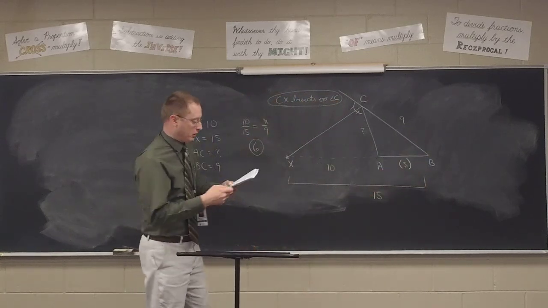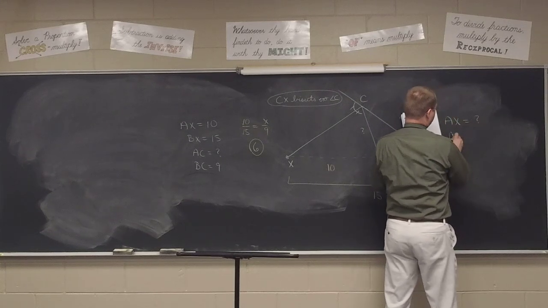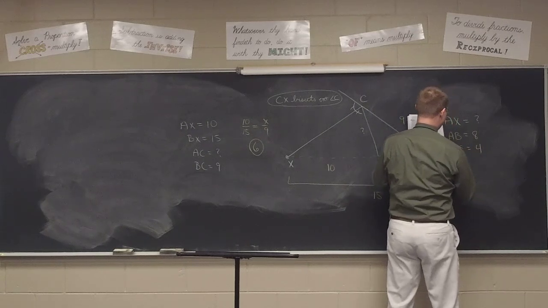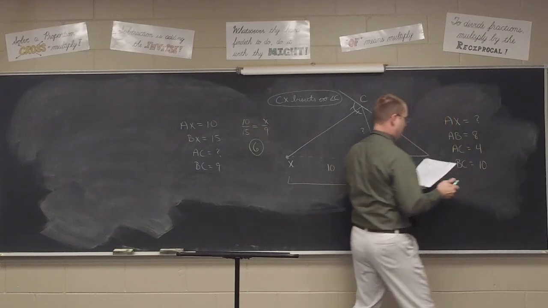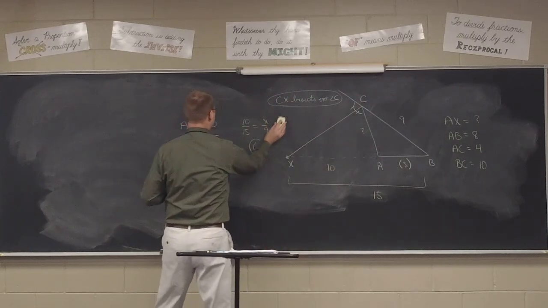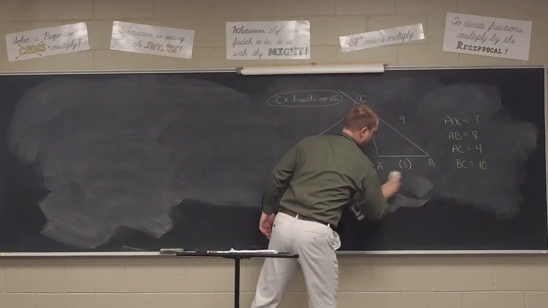All right, let's change it up a little bit here. Same picture, but this time I don't know AX, but I do know that AB is 8. I know that AC is 4. I know that BC is 10. At your seats, find AX. Again, given that CX bisects the exterior angle C.